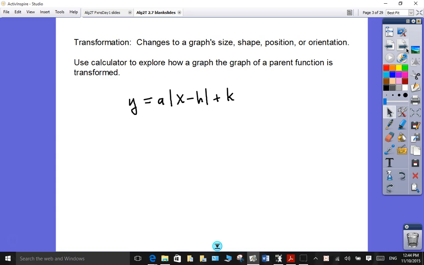Okay, so what we're gonna do now is use your calculator, and we're gonna play around with putting numbers here in the place of A, H, and K, and see what happens to the graph.